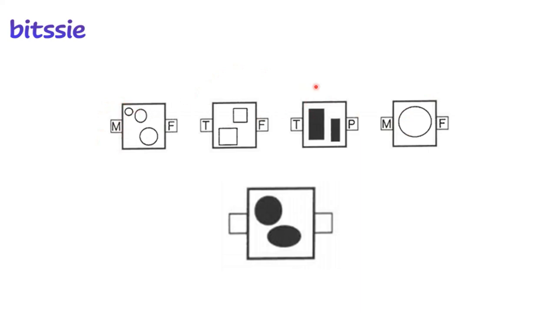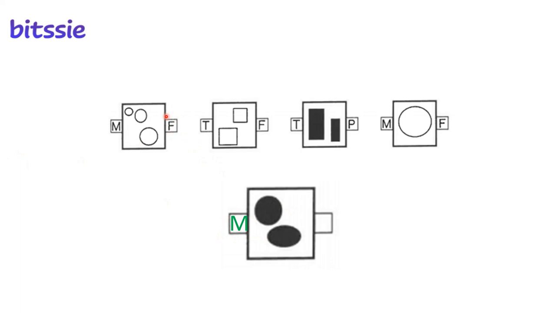And finally, let's look at the type of shapes. We have circles in our first box for M, squares, or rectangles rather, for T, rectangles again for T, and circles for M again. So, as our 5th box has circles, we can say that M is the first letter.